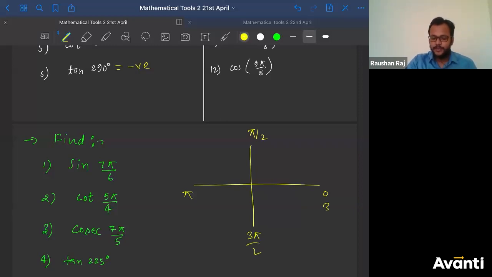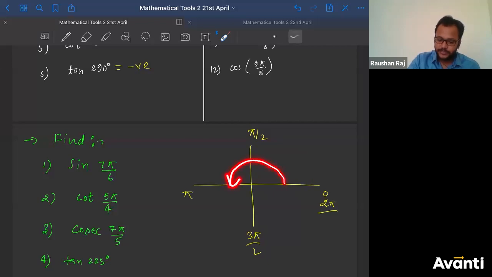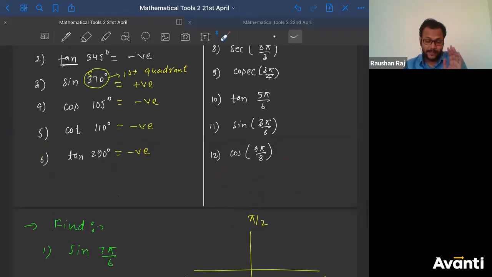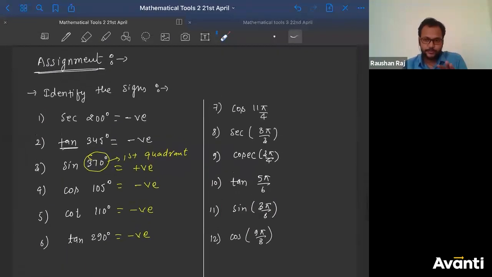Can I say that this angle is 1 pi by 2, this angle is 2 pi by 2, this angle is 3 pi by 2, and this angle is 4 pi by 2, which is nothing but 2 pi? So 1 pi by 2, 2 pi by 2, 3 pi by 2, and again 4 pi by 2. Correct? Why am I doing that? Because it will make this question simpler.